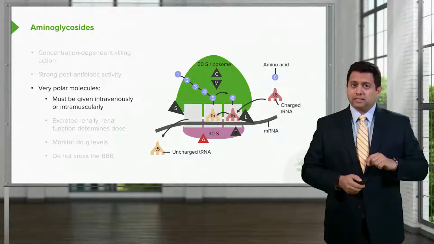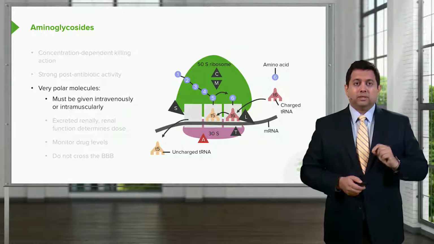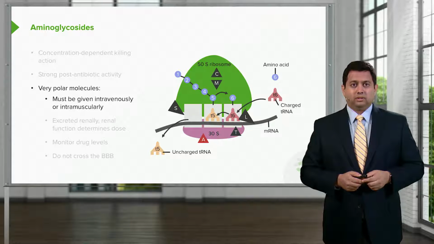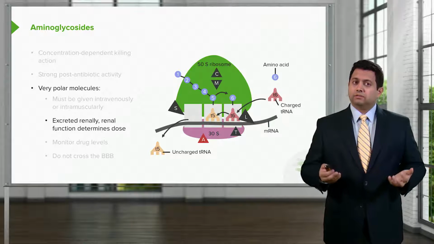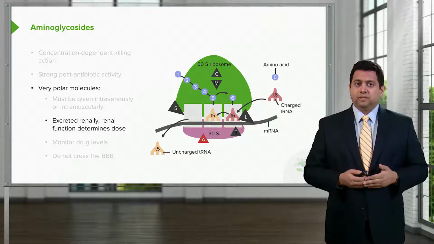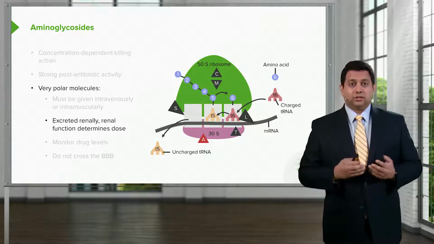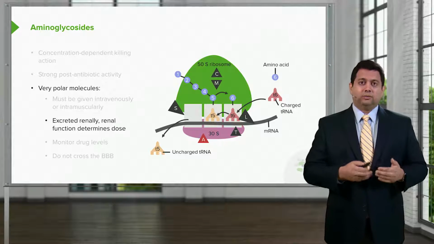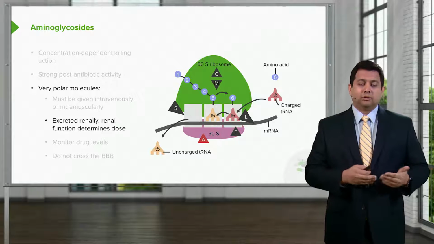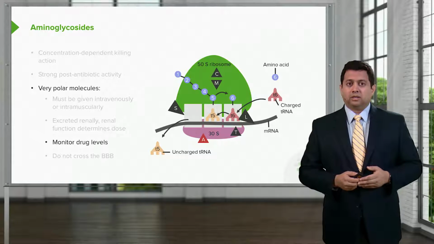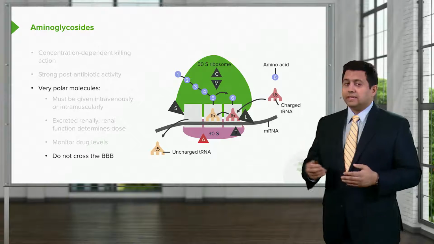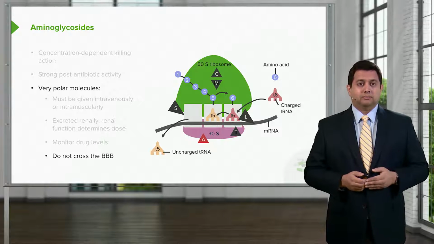Remember that aminoglycosides are really polar, so they must be given IV or IM. They are not given orally. They're excreted through the kidney, or renally. So renal function will determine the dose. A lot of times in patients with renal failure, we'll actually do what's called peak and trough levels. So monitoring drug levels is a big issue. The other thing I want to mention is that these drugs do not cross the blood-brain barrier.